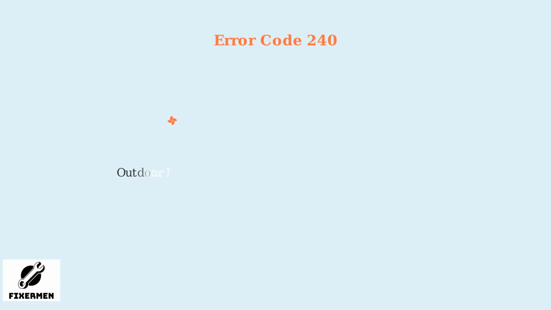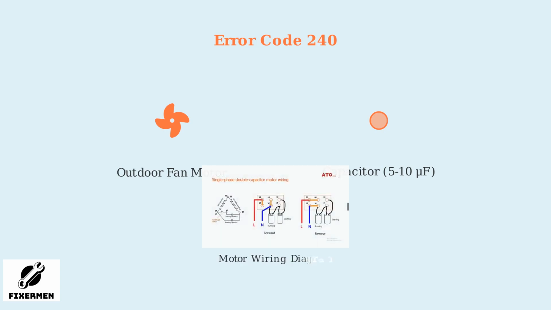The outdoor fan motor is the heart of the Lennox system's cooling process. This single-phase AC motor powers the condenser fan, circulating air to release heat from the refrigerant. The motor relies on a capacitor, typically ranging from 5 to 10 microfarads, to provide the necessary starting torque. This electrical component stores energy and helps the motor overcome initial resistance when starting up. The motor uses specific wiring configurations, including main and start windings, to create the rotational force needed for operation.